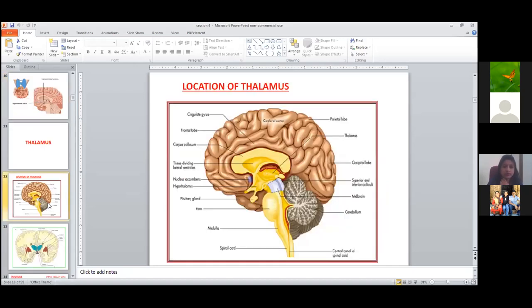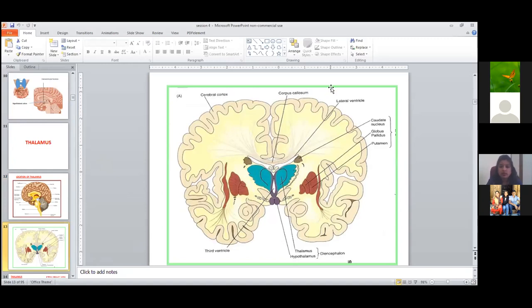Coming in detail to the thalamus, this is its location, just below the corpus callosum, and below that we find the hypothalamus. Because it is below, we call it the hypothalamus. That's what I showed in the coronal section. This is the cerebral hemisphere. At the level of the interventricular foramen, you can make out the thalamus, the internal capsule, and the parts of the caudate nucleus along with the globus pallidus.